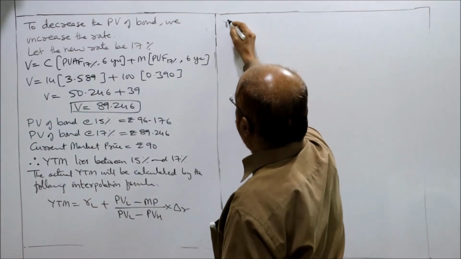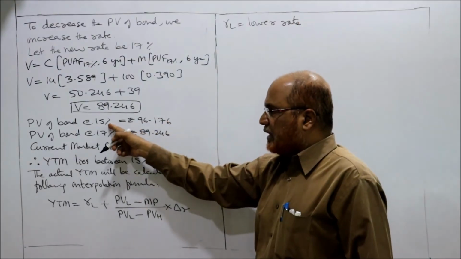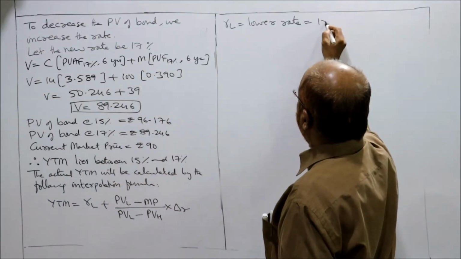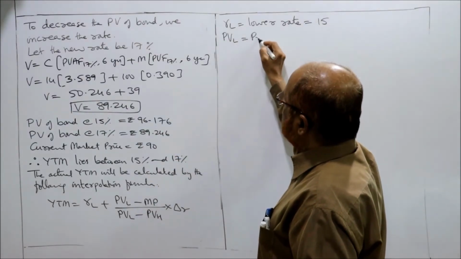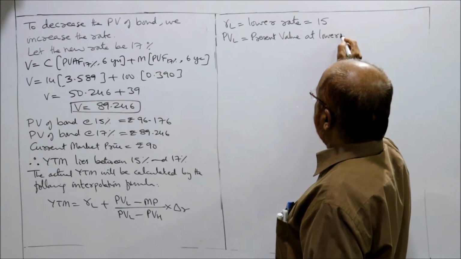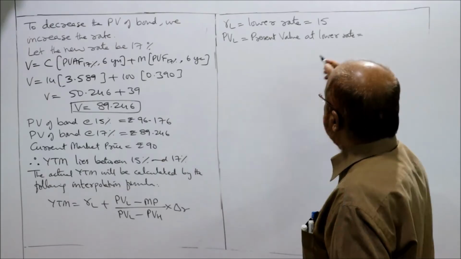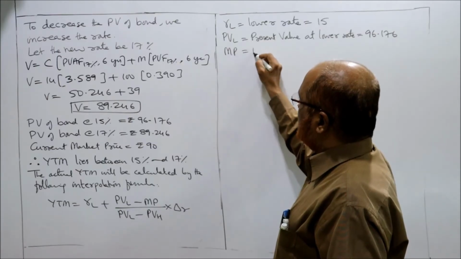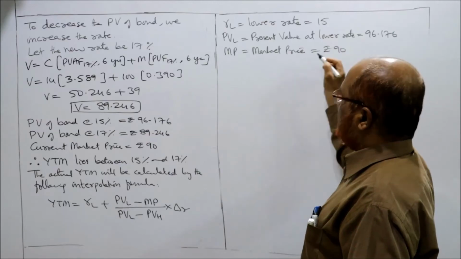Now, RL is equal to lower rate. We have two rates. One rate is 15%, the other rate is 17%. Which is the lower rate here? 15%. Then PVL, present value at the lower rate. So lower rate is 15%. What is the present value? 96.176. Then MP is equal to market price. That is equal to rupees 90.